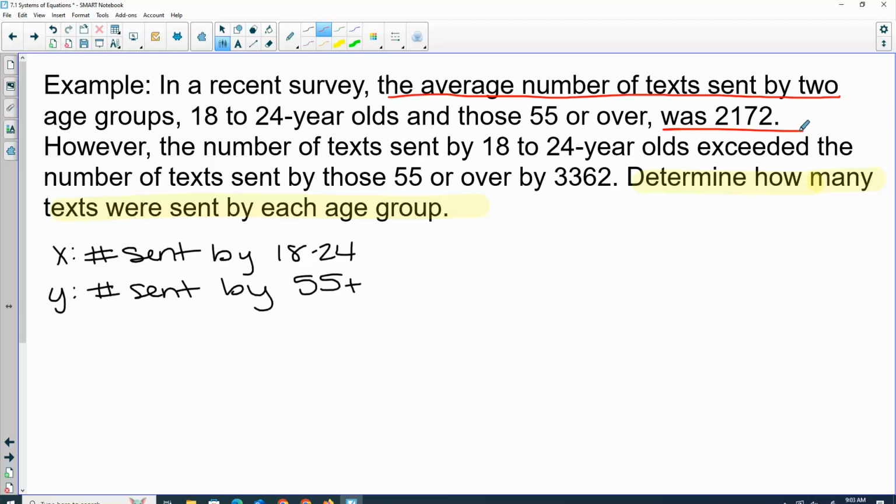How do you get an average? So if I want the average of these two groups, that means you add them together. Standard form is when x and y are on the same side.